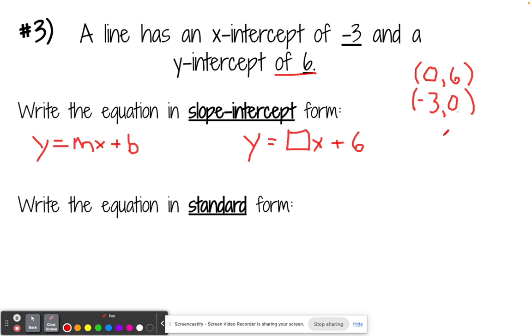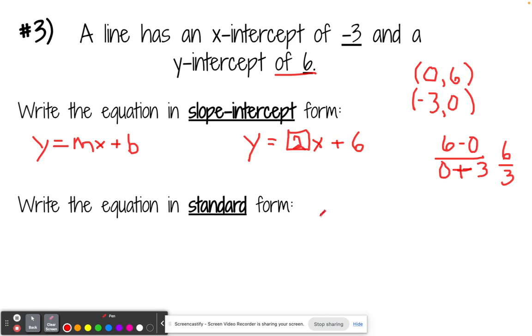Y minus y, 6 minus 0, over x, 0 minus x, which is negative 3. I have a minus a negative. That becomes a plus. So I end up with 6 over 3. Well, 6 over 3 is just 2. So my equation in slope-intercept form is y equals 2x plus 6.